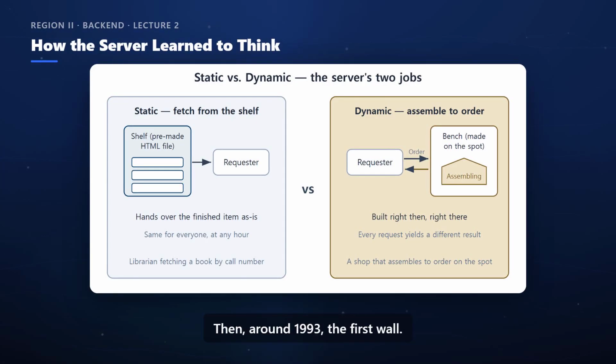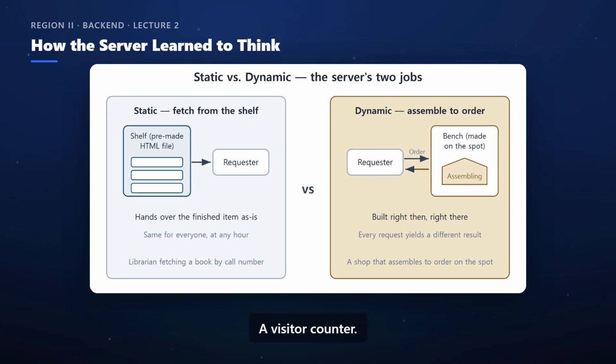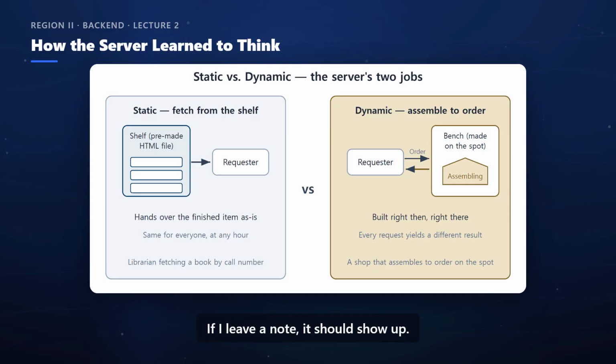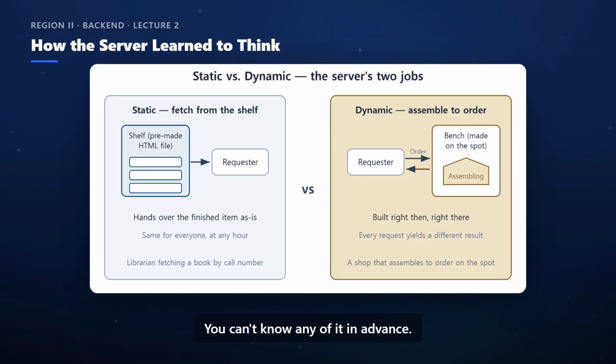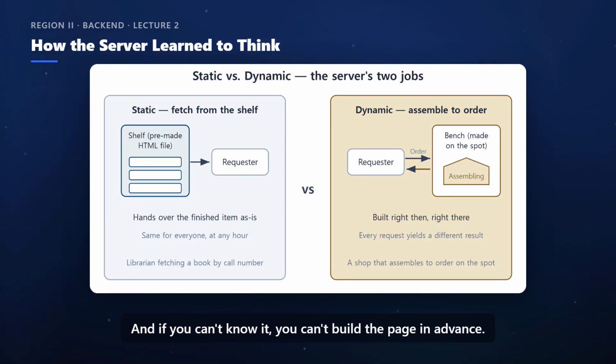Then, around 1993, the first wall. People wanted a guestbook. A visitor counter. A search box. If I leave a note, it should show up. And here's the trap, who's going to visit, when, and what they'll write. You can't know any of it in advance. And if you can't know it, you can't build the page in advance.